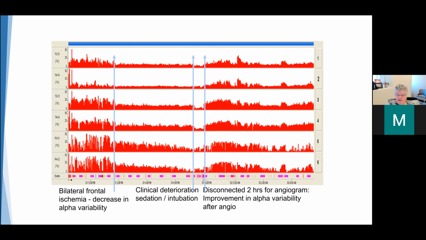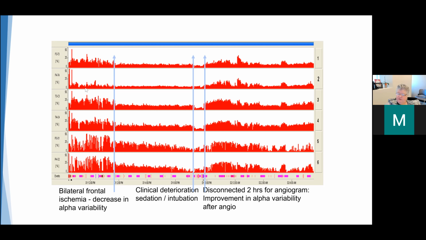Here we see the use of this alpha variability trend in actual practice. So this was a patient who was undergoing continuous EEG monitoring. These trends show activity over the frontotemporal regions, left over right, centrotemporal regions, left over right, and parietal occipital regions, left and right. And we can see at baseline that there was a relative decrease in the alpha variability over the right frontotemporal region compared to the left.